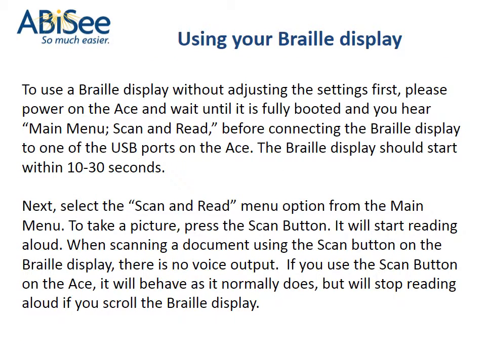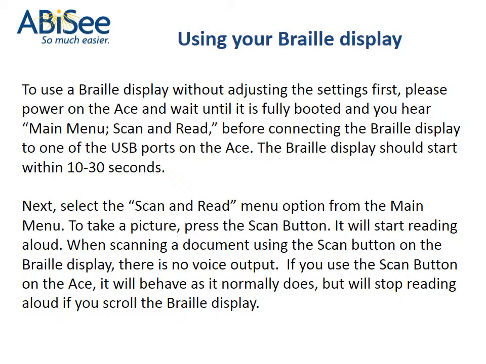Using your Braille display. To use a Braille display without adjusting the settings first, please power on the Ace, and wait until it is fully booted, and you hear Main Menu, Scan, and Read, before connecting the Braille display to one of the USB ports on the Ace. The Braille display should start within 10 to 30 seconds. Next, select the Scan and Read menu option from the main menu. To take a picture, press the Scan button. It will start reading aloud.